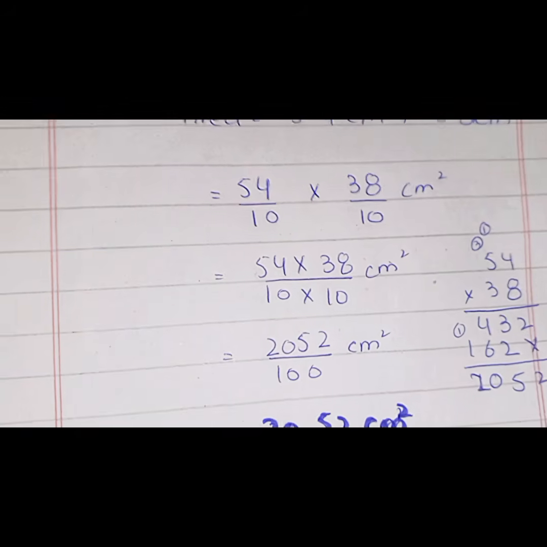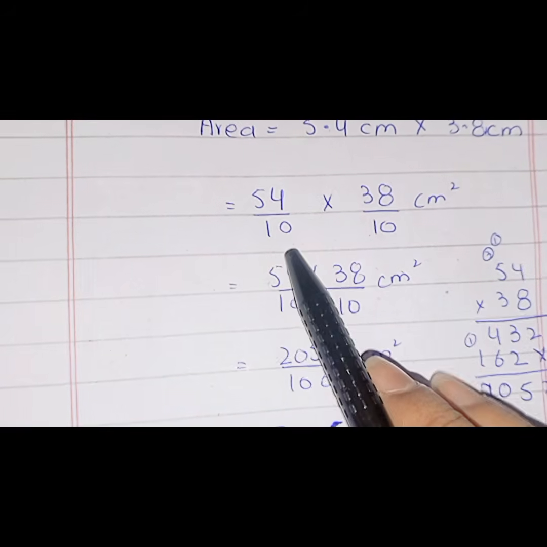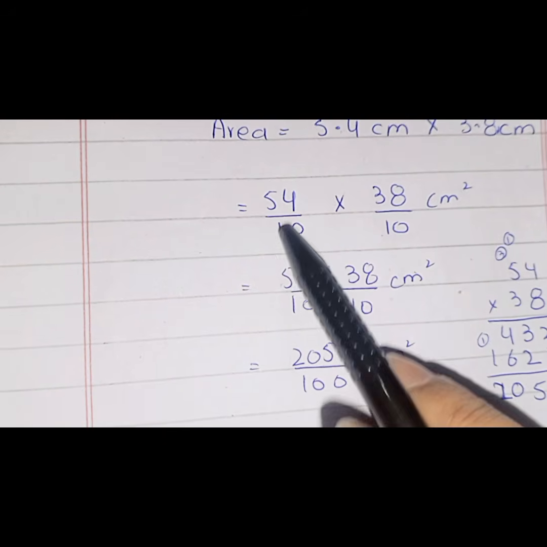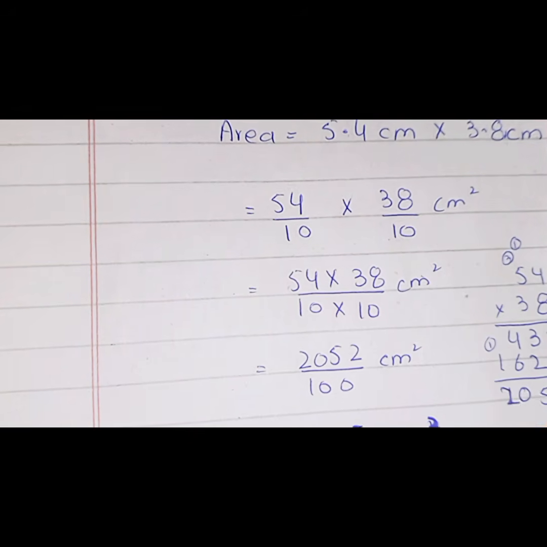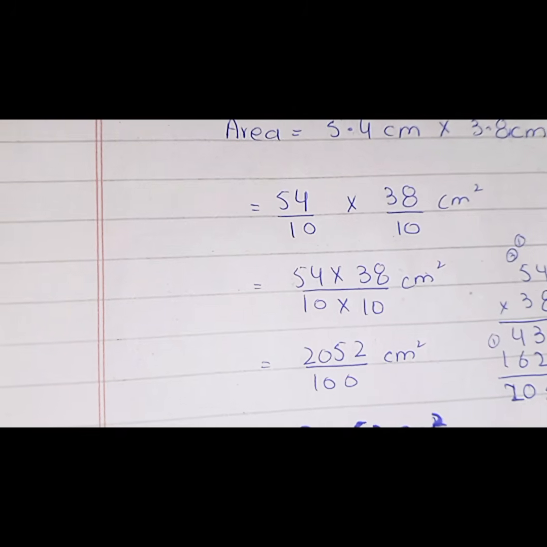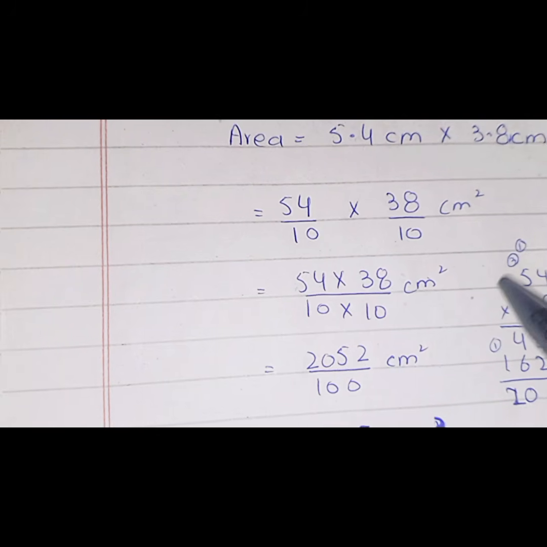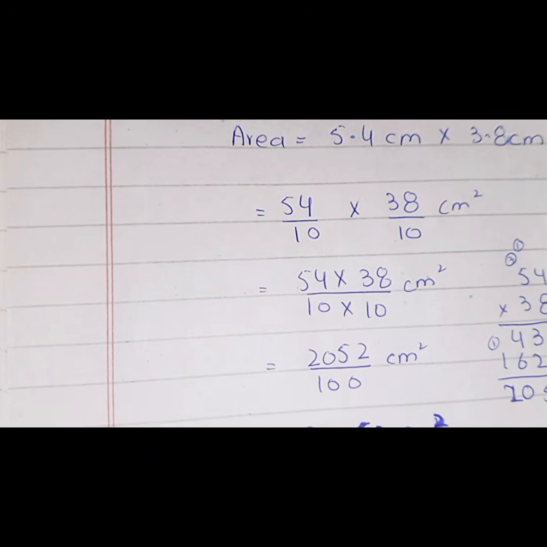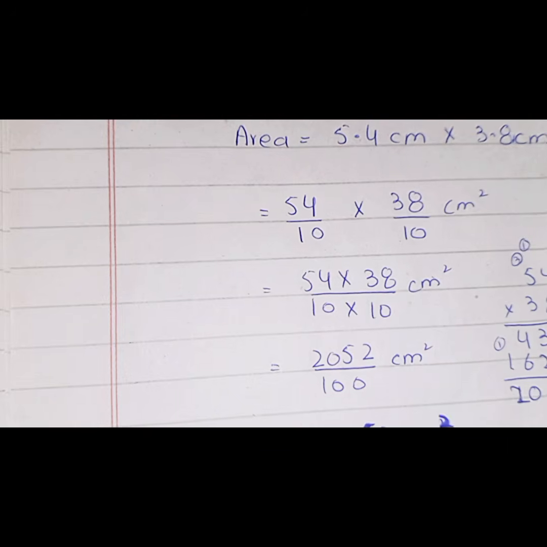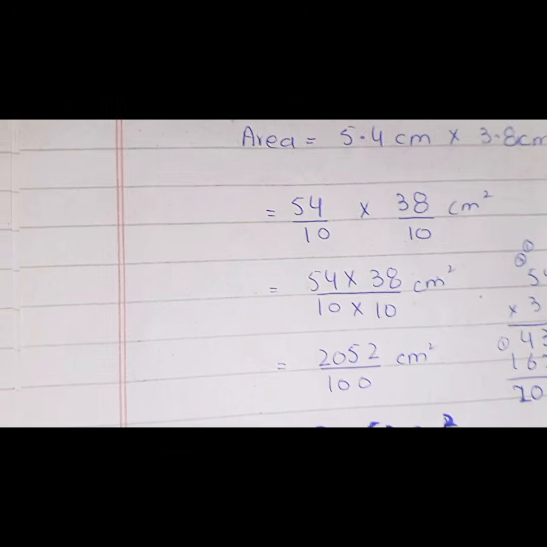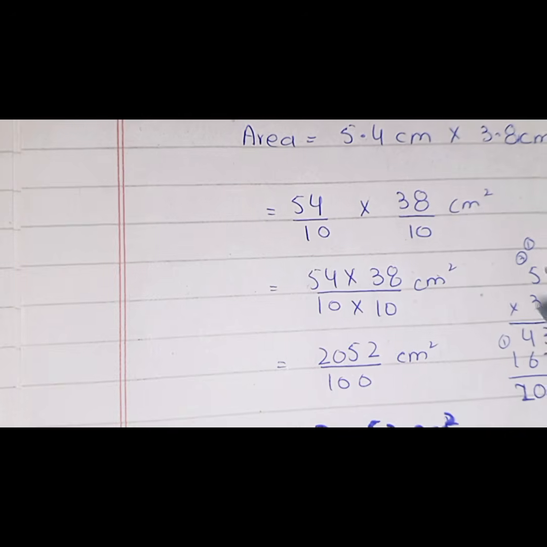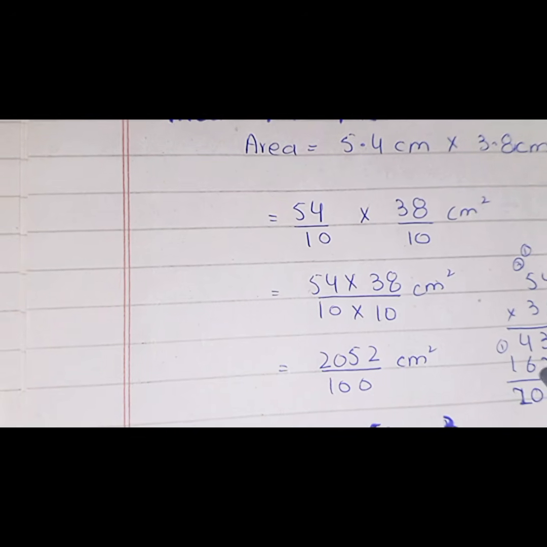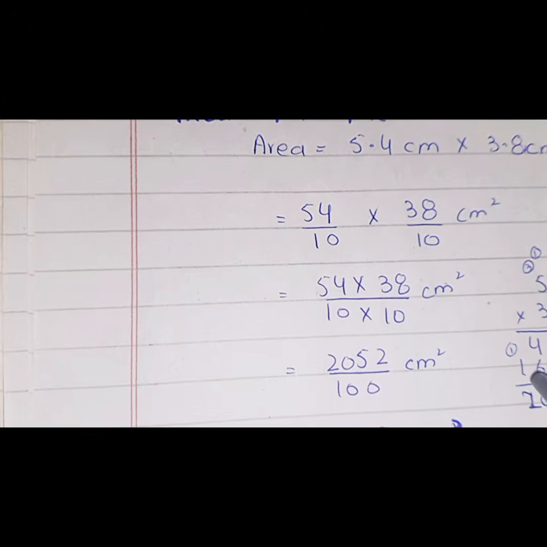Now multiply numerator with numerator and denominator with denominator. When we multiply 10 by 10, we get 100, and when we multiply 54 by 38: 8 fours are 32, write 2 here and 3 will be the carry. 8 fives are 40, 40 and 3, 43. Now write 0 here. You can write a sign of multiply, or you can write 0, whatever you want. You can write it here. 3 fours are 12, write 2 here and 1 will be the carry. 3 fives are 15 and 1, 16.